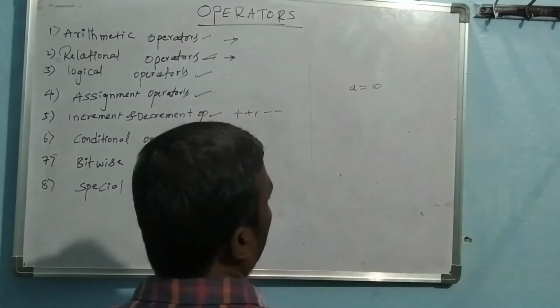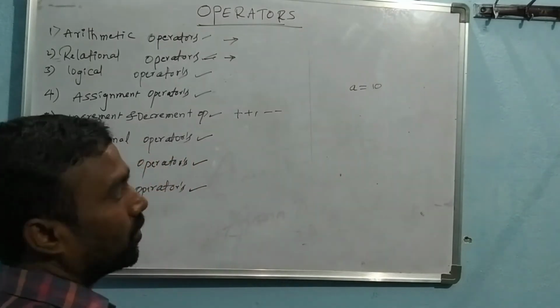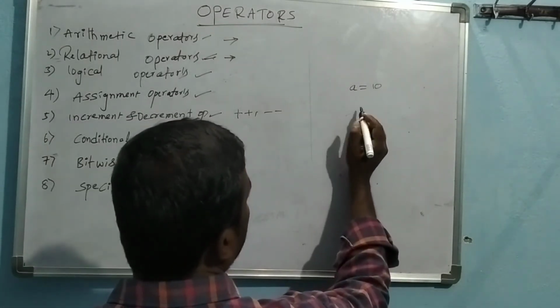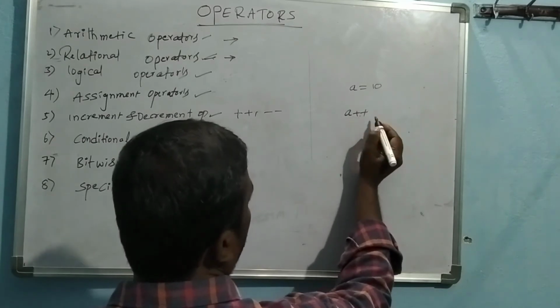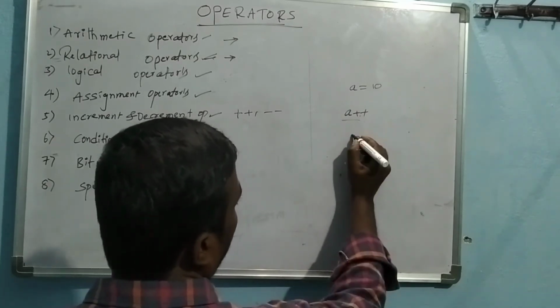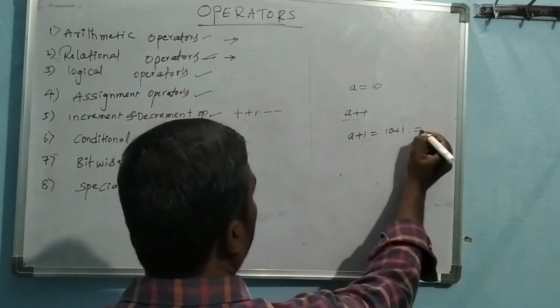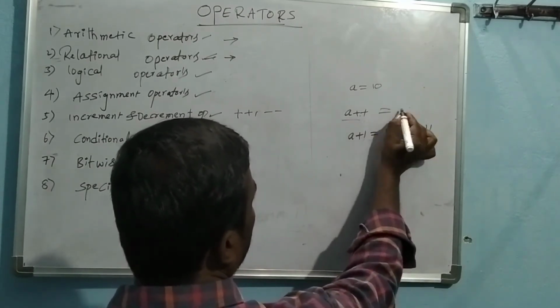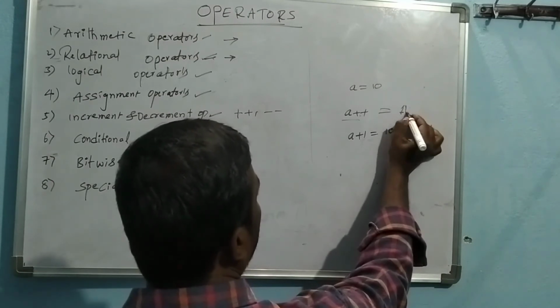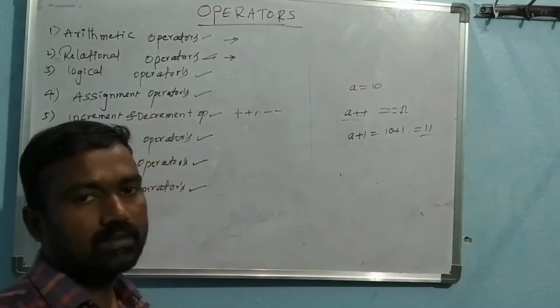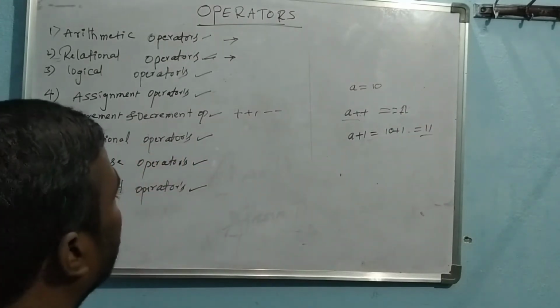For example, A equal to 10, and I want to increment the value by 1. So whenever I use A plus, what is the value? A plus 1 equals 10 plus 1 equals 11. So A plus equals how much? It is 11. Okay. So this is the increment operator.